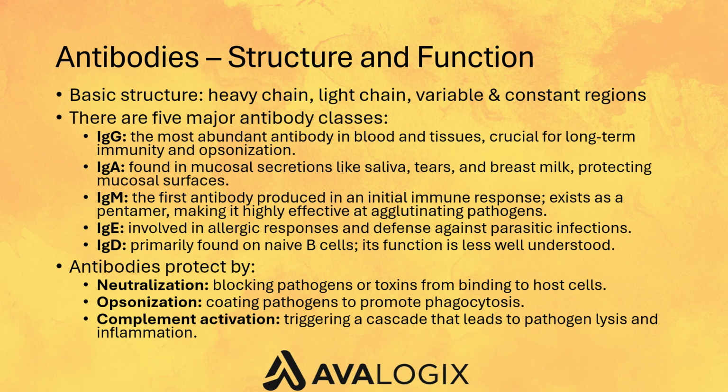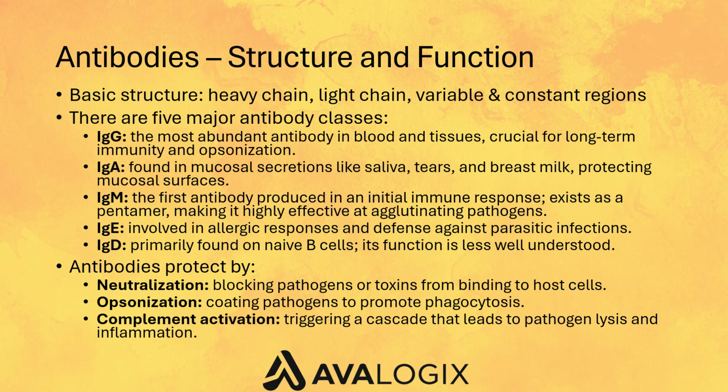There are 5 major antibody classes. IgG, the most abundant antibody in blood and tissues, crucial for long-term immunity and opsonization. IgA, found in mucosal secretions like saliva, tears, and breast milk, protecting mucosal surfaces. IgM, the first antibody produced in an initial immune response, exists as a pentamer, making it highly effective at agglutinating pathogens. IgE, involved in allergic responses and defense against parasitic infections. IgD, primarily found on naive B cells, its function is less well understood.